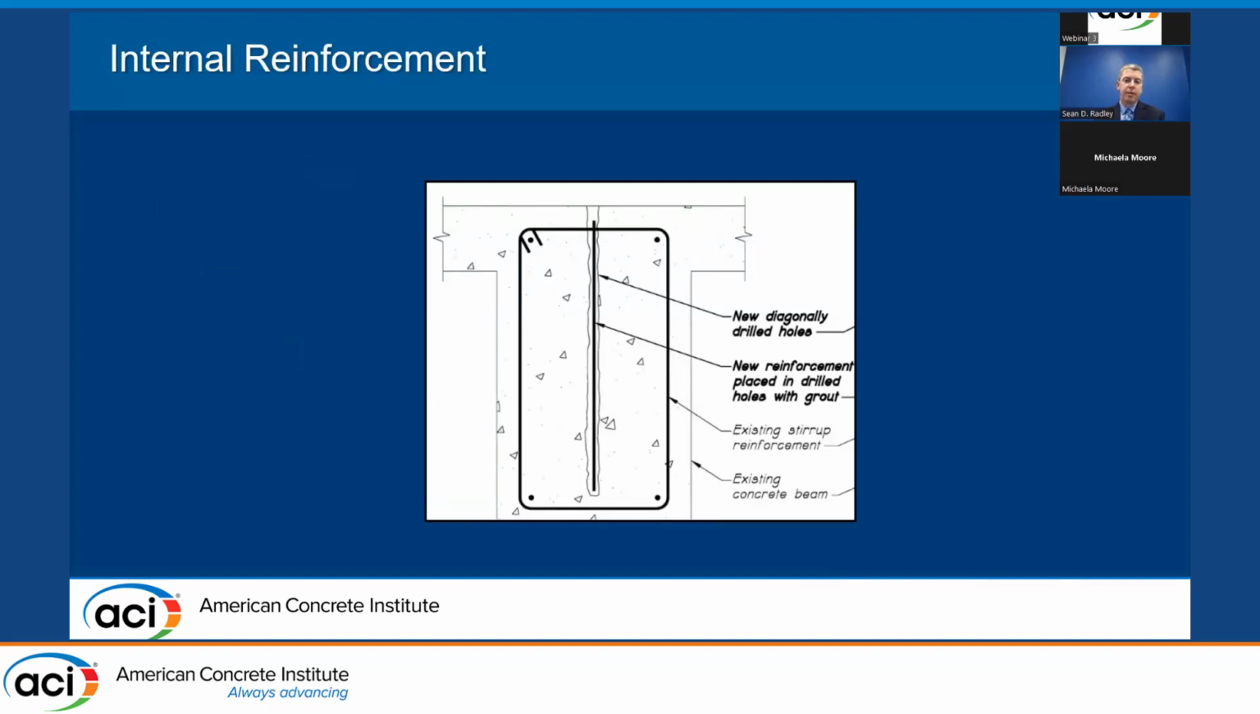The next method is internal reinforcement. In this method, new reinforcement is drilled and bonded within the interior of an existing concrete member. The reinforcement can be smooth or deformed, and the bonding technique could either be cementitious grout or an epoxy adhesive. The goal of this method is to cross potential shear cracks.